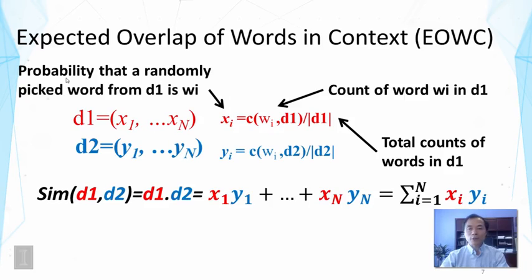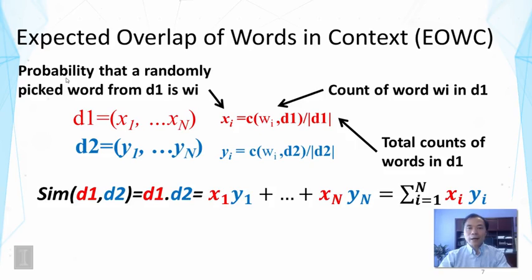So let's first look at one possible approach, where we try to measure the similarity of context based on the expected overlap of words, and we call this EOWC. So the idea here is to represent a context by a word vector where each word has a weight that's equal to the probability that a randomly picked word from this document vector is this word. So in other words, xi is defined as the normalized count of word wi in the context. And this can be interpreted as a probability that you would actually pick this word from D1 if you randomly pick the word. Now, of course, these xi's would sum to 1 because they are normalized frequencies. And this means the vector is actually a probability distribution over words.